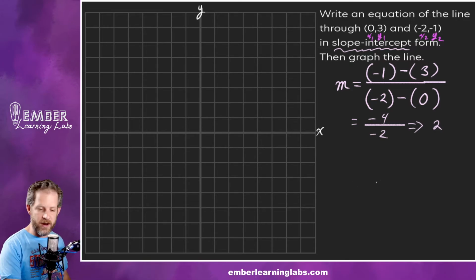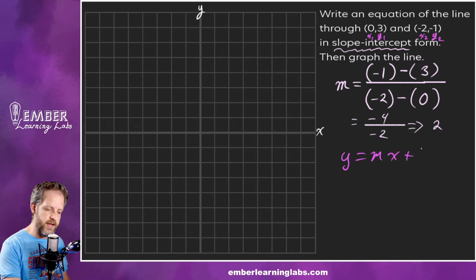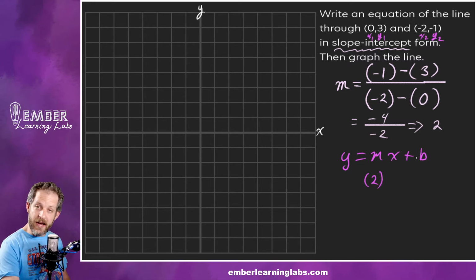So let me show you what I mean. Okay. So what I mean is we're going to write it in slope intercept form, which if you remember is y equals mx plus b, right? So we know the m. We just found it. So we're going to put a 2 right where the m is. We do not know the b.